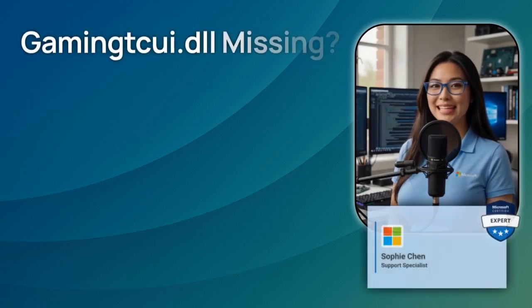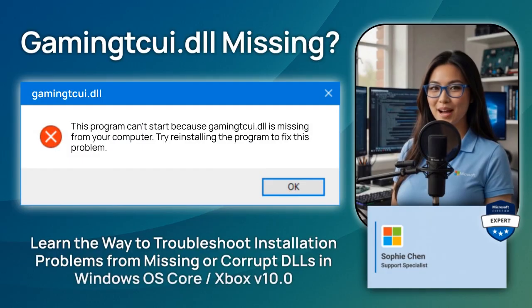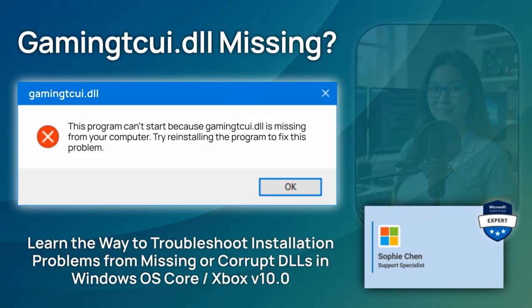Stuck with the Gamingtcui.dll failure compromising your core library map? I'm Sophie Chen, a senior Windows support engineer. Let's analyze this architectural break and restore your stability.